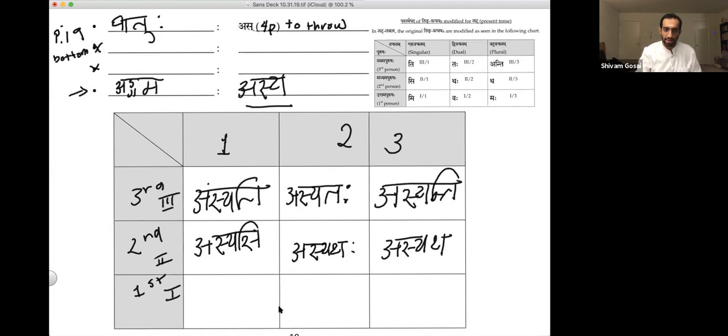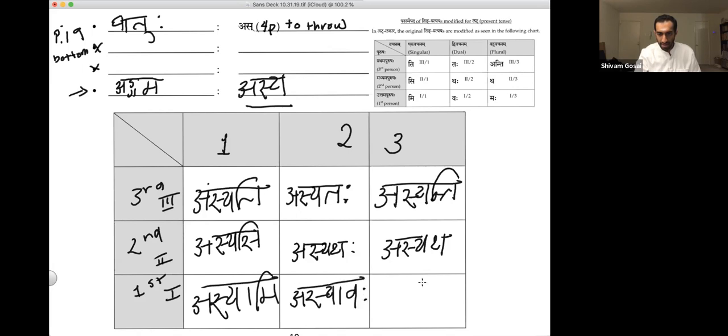Okay, so let's all write it together. People are looking pretty good. There are some small mistakes, but I think that might be more typing than otherwise. So let's do it. So asyami, asyavaha, and then asyamaha.